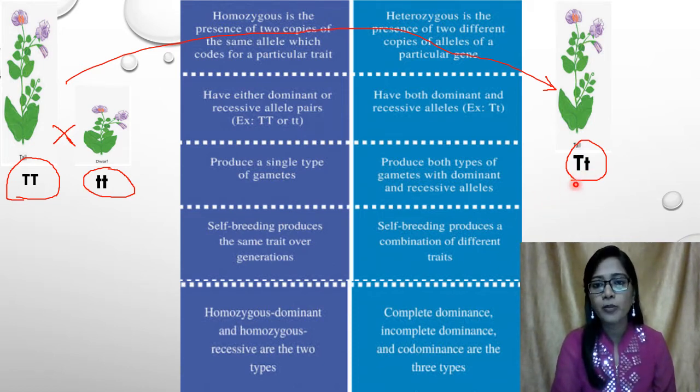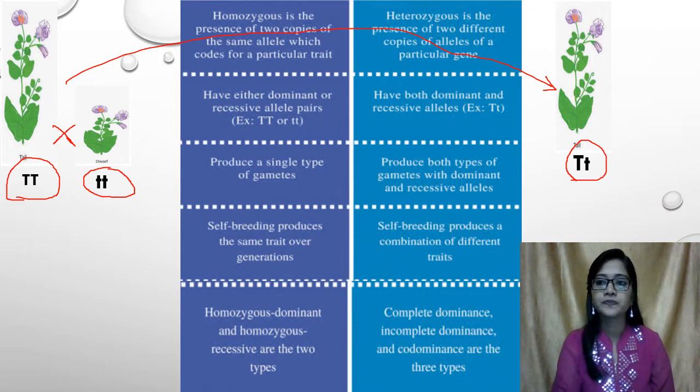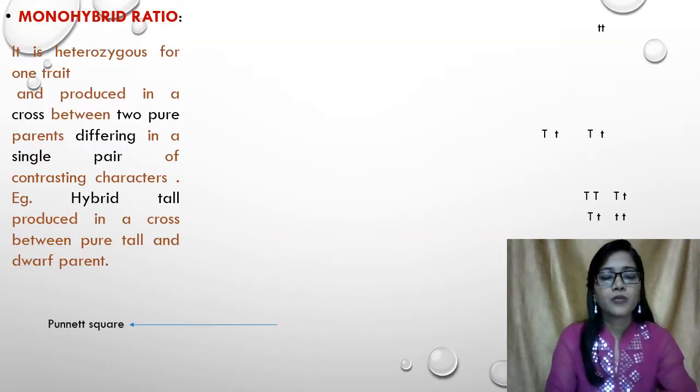Self-breeding produces a combination of differences. Self-breeding gives the same trait in homozygous, while in the heterozygous condition, different traits are formed. Complete dominance, incomplete dominance and codominance are the three types of heterozygous condition. So what is the monohybrid ratio? Monohybrid is heterozygous for one trait and is produced in a cross between two pure parents.